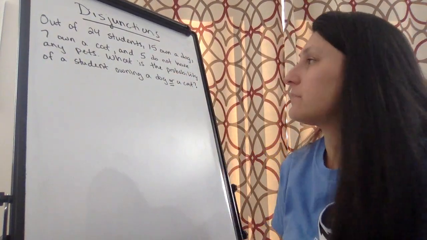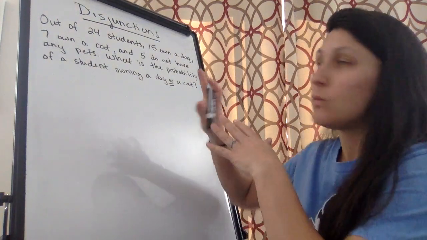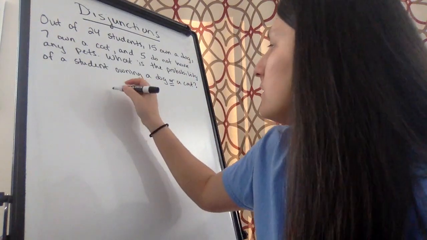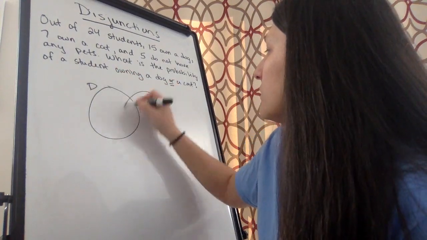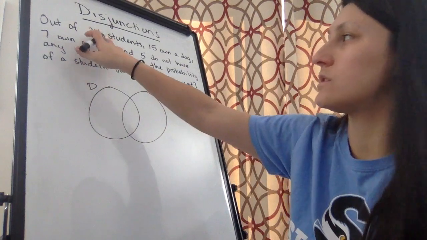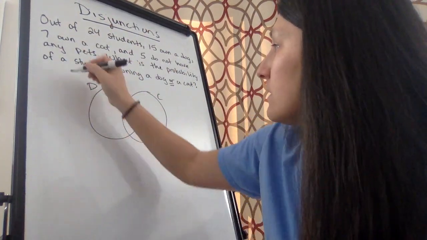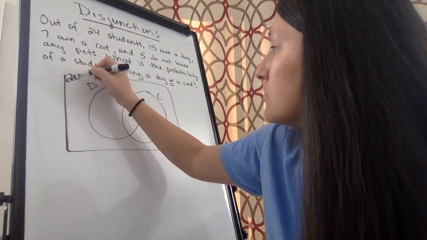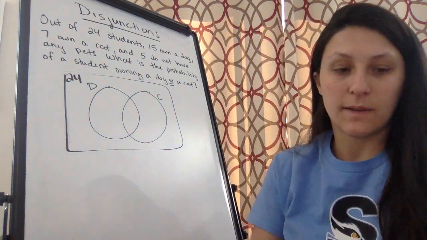Okay. So first, I'm going to draw a Venn diagram to wrap my mind around what's happening with all of these numbers. All right, so let's say that these are the people who own dogs. These are the people who own cats. And the total should add up to 24 students. So this whole thing should add up to 24. I'll just put the total at the top. All right, so let's see.